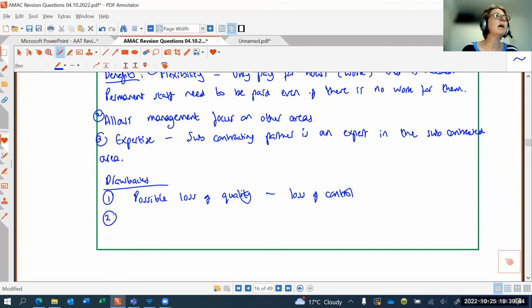Okay, what else have we got? Yep, expensive, can be expensive. Sometimes I think it can actually be more cost effective. I think it depends on what it is that you're subcontracting.